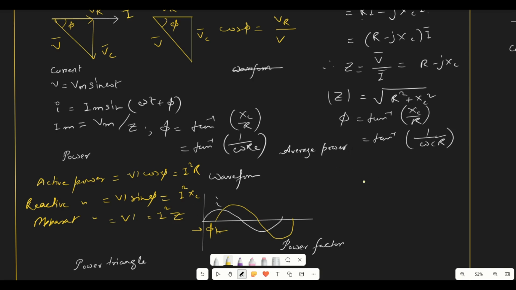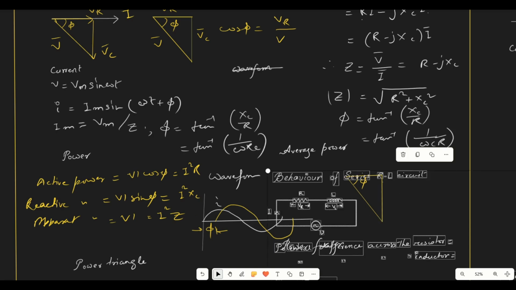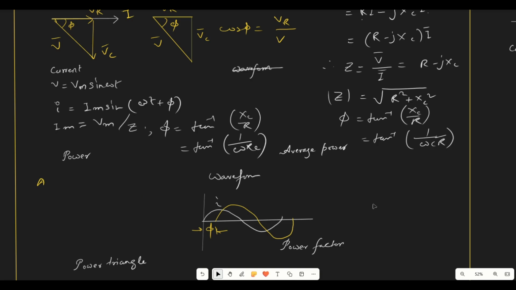So if we draw the power triangle and the impedance triangle, it will be like this. This is the angle phi. Let me make a copy of this.